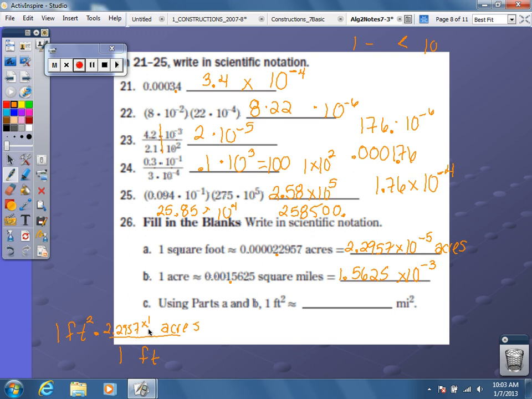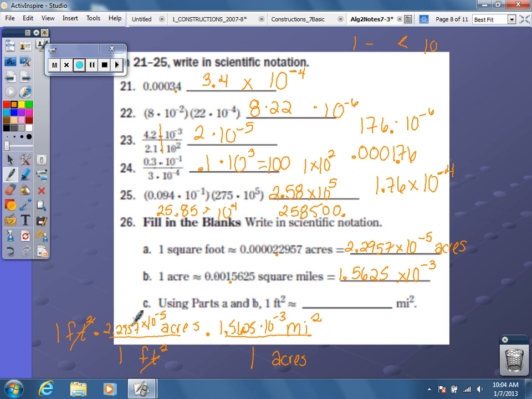2.2957 times 10 to the negative 5th acres. I can do this because I'm multiplying by 1. Since those two things are equal, I just multiplied it by 1. And the square feet cancel because that equals 1. Now I want to get rid of acres because I want to change that to miles squared. So I'm going to put acres down here. I'm going to change to square miles up here. 1 acre is the same thing as 1.5625 times 10 to the negative 3rd square miles.